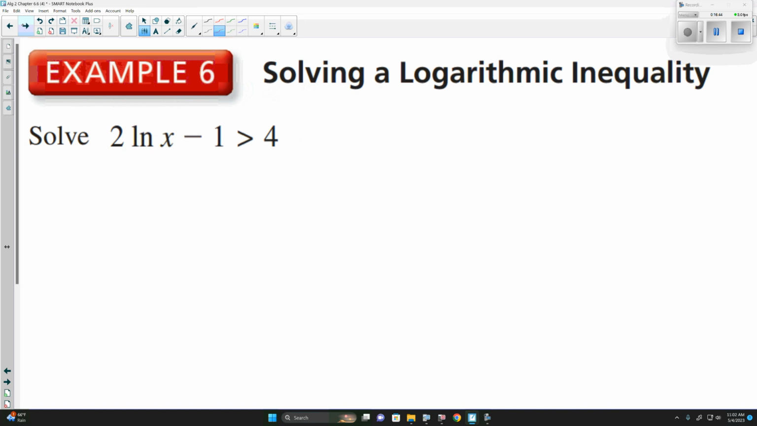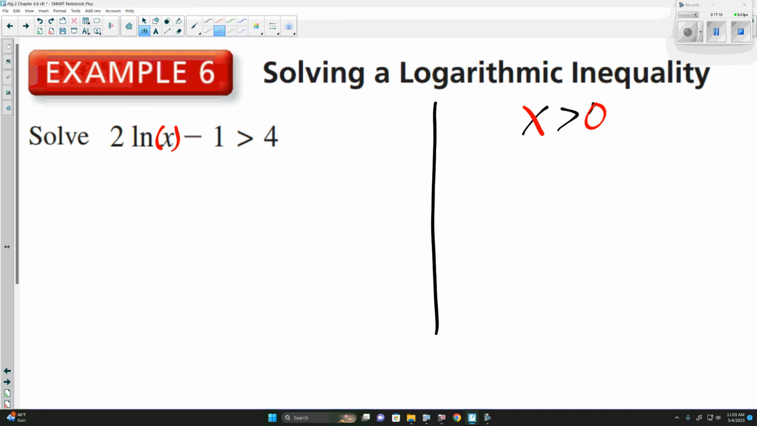Let's look at this one here. 2 ln of x minus 1. So the x is the only thing inside the natural log. So we don't have any other restrictions to that. Now, we have to get that by itself. I'm going to go on and do the restrictions because luckily for these here, the restrictions aren't too bad. It's just x has to be greater than 0. Okay.